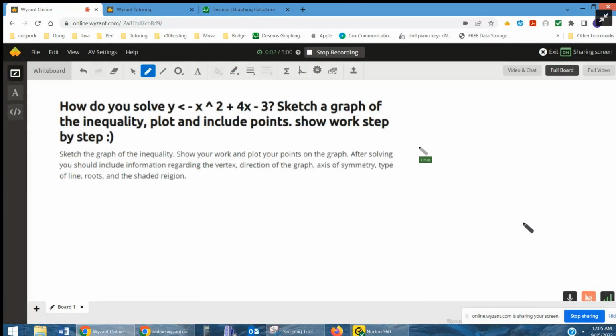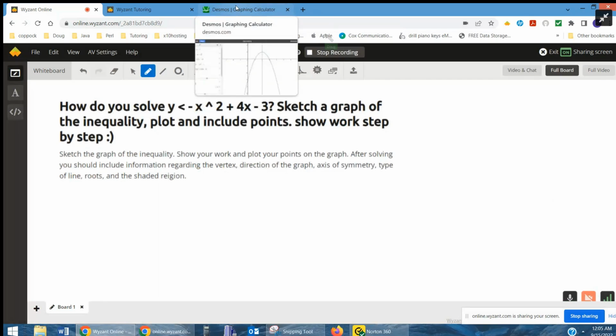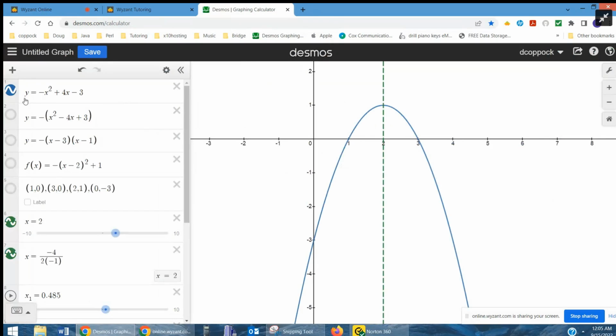Okay, to do this problem, I'm just going to go to Desmos and show you what's going on. Here's the original function with an equal sign, y equals negative x squared plus 4x minus 3. That's in the form ax squared plus bx plus c, and it is a downward opening parabola.